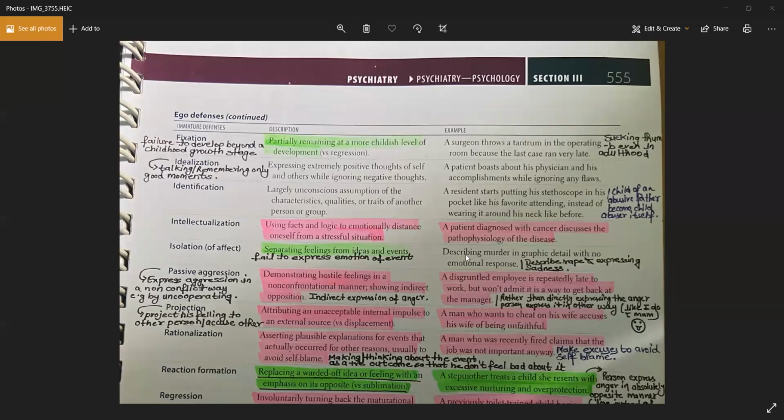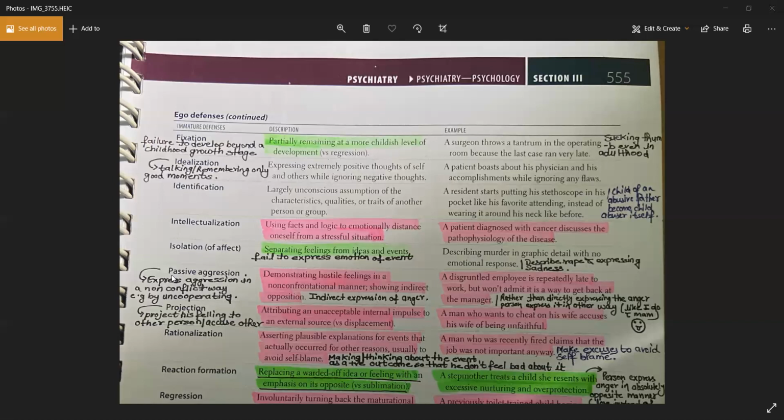Okay, whenever a patient describes a murder in graphic detail without any emotional response, like describing sexual abuse without expressing any kind of sadness, in that case the patient is not showing any feeling associated with that incident. You call it the isolation of affect.